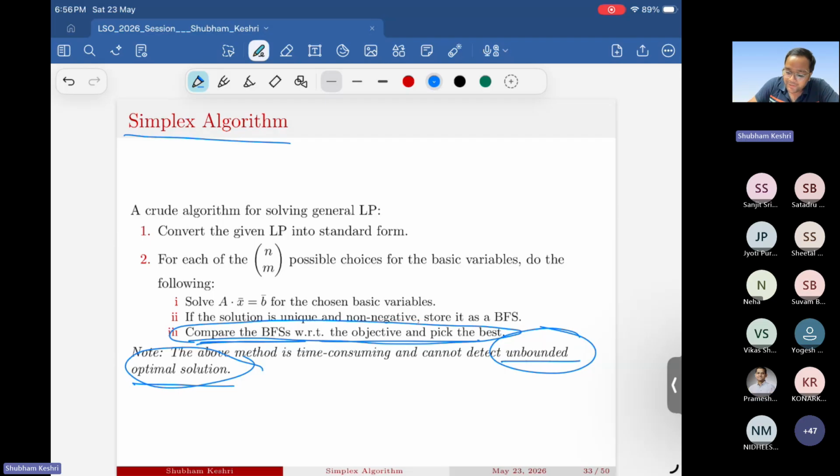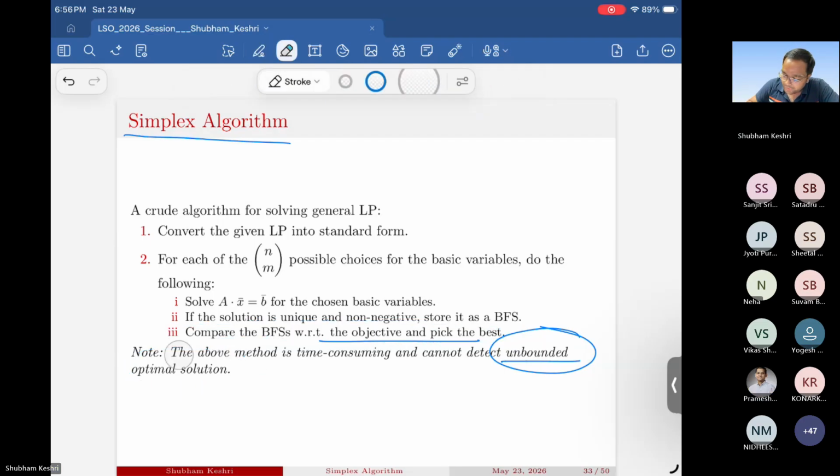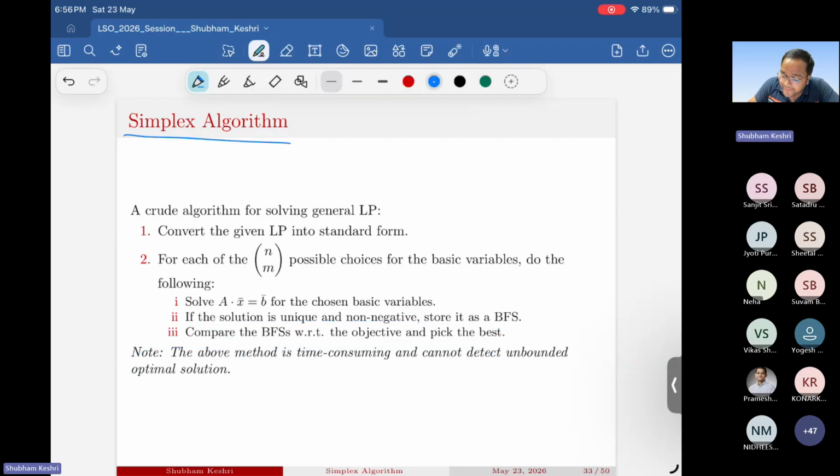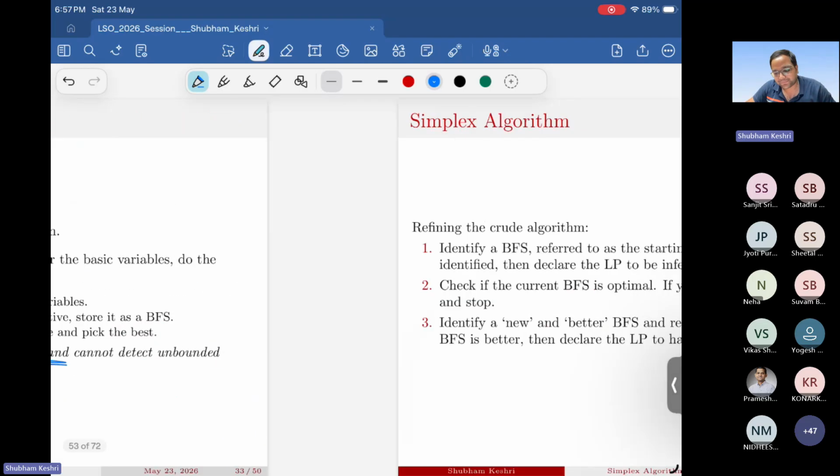The second problem with this algorithm is that it is very time consuming. You are evaluating all possible basic solutions and then evaluating the basic feasible solutions. N choose M. If your N is large, then this N choose M will become exponential, or rather, it will be very, very large. So this is not a very good algorithm. Is it clear? So we'll see how Simplex refines this.